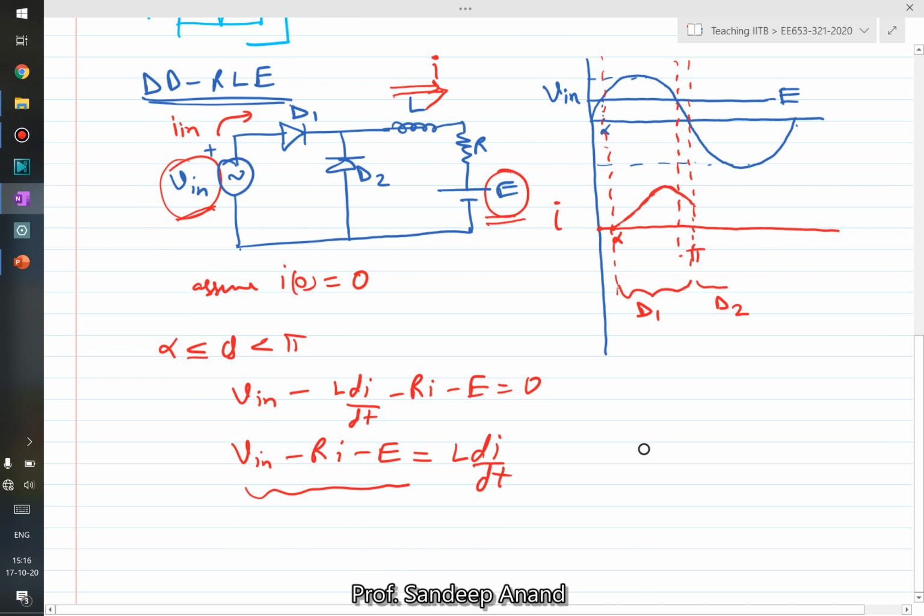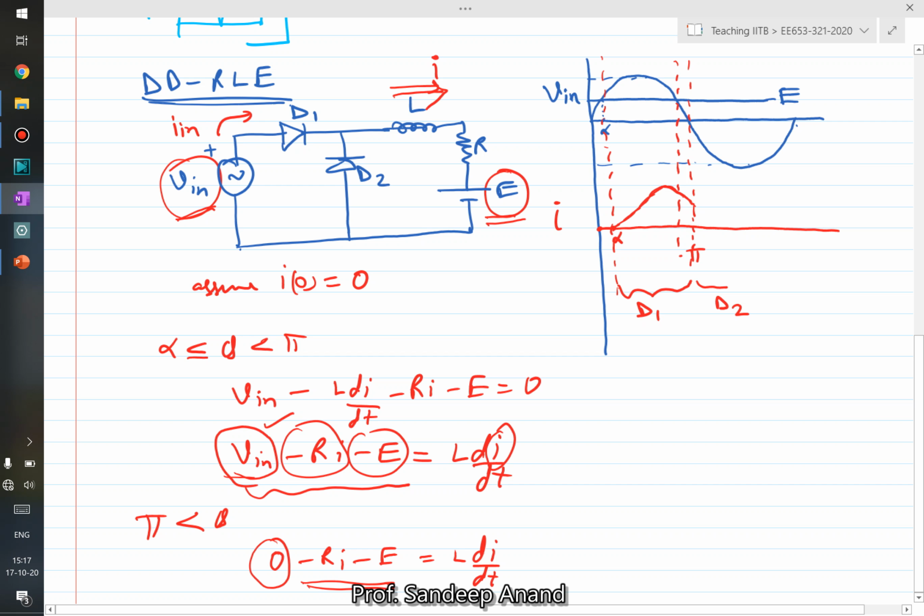Now suddenly at theta greater than pi, you see V in will go away and you will have 0 minus R i minus E is equal to L di by dt, right? Now ideally what would have happened is that if this diode would not have been there, this V in would have become negative, and it would have continued to fall the current at a faster slope, because this third term is negative, so the slope would have been very steep. But now because this term has become 0, only these two negative terms remain, so the speed at which the current would fall would reduce.